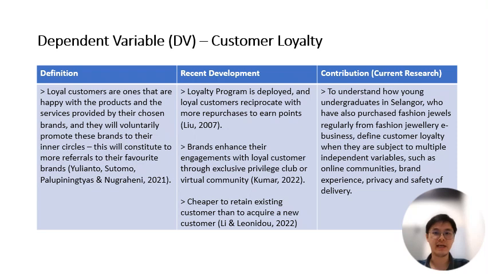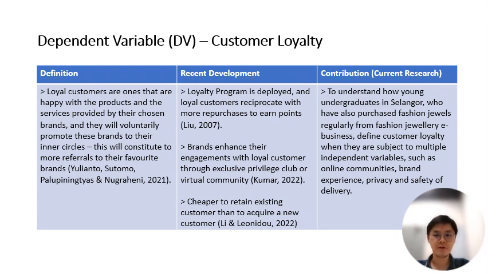Of course, they should retain, because it has been proven in other research that it's cheaper to retain existing customers than to obtain new ones. And of course, we can see that there are many loyalty programs that have been deployed by businesses to retain their customers, right? And customer loyalty is defined as having customers that are happy with the product and can voluntarily speak about or promote the brand.